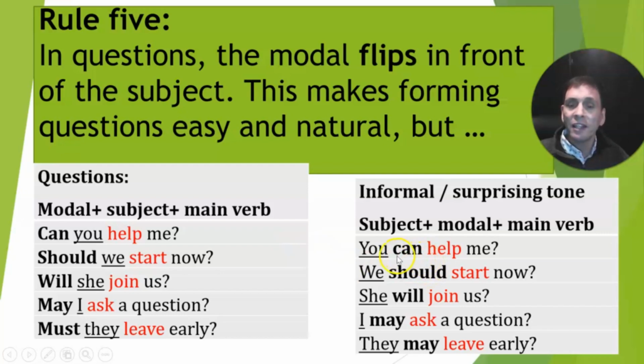So for example, we can say, you can help me? We should start now? She will join us? I may ask a question? They may leave early? We can leave it like the statement manner, but we're going to say it with a surprised tone. In other words, at the very end, our voice is going to go up. You can help me? We should start now? She will join us? I may ask a question? They may leave early? So your voice is going to go up at the end of the sentence.